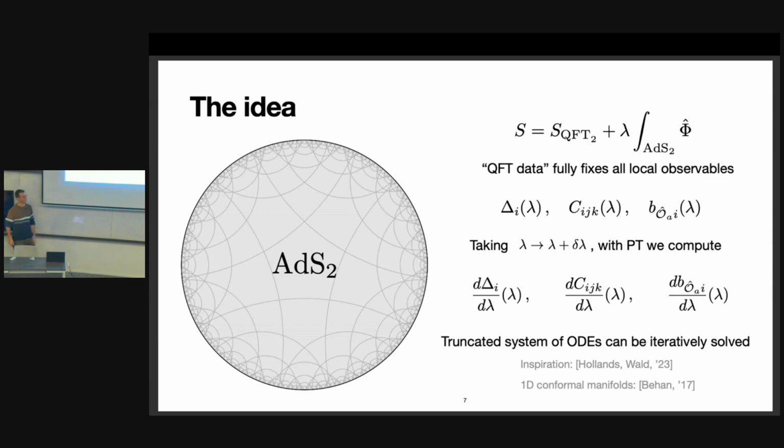I have to mention that the inspiration for this work was mainly a paper by Connor, where he did it for 1D conformal manifolds, meaning some CFT in 1D deformed by a marginal deformation, and then you can get similar ODEs for the first two, and that's what we started from. And then some paper by Hollands and Wald, where they were trying to do it in flat space, but it was a system of equations that was intractable in the end.